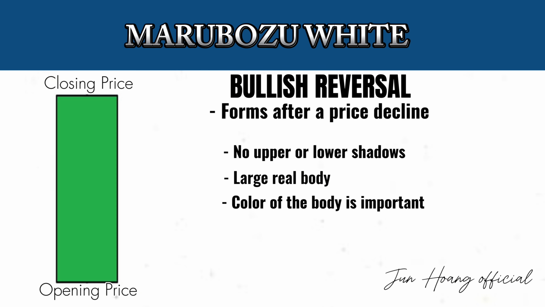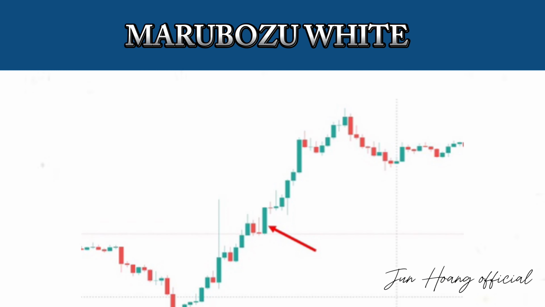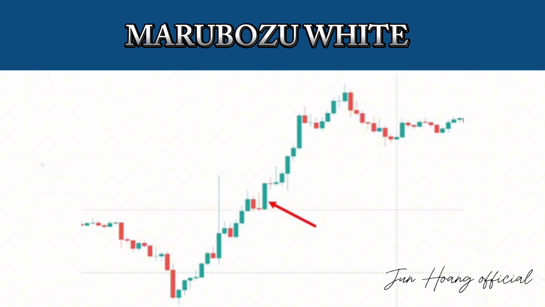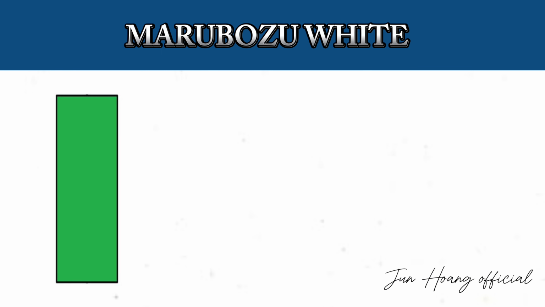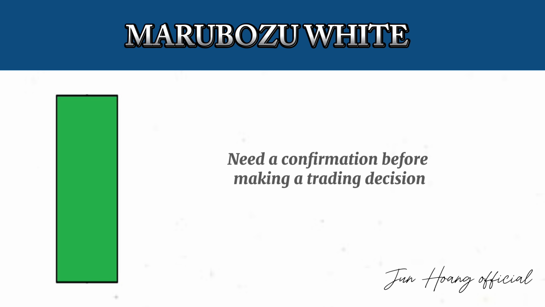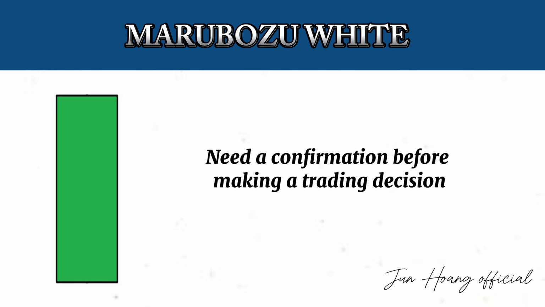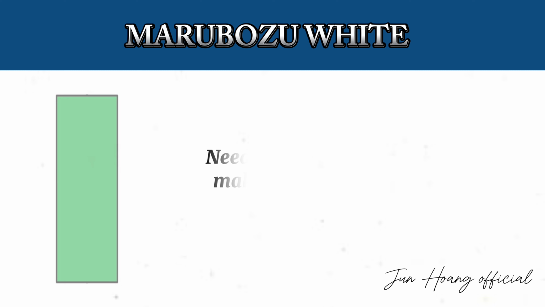Traders often interpret the appearance of a Marubozu white candlestick as a signal of continued bullish momentum, potentially signaling the continuation of an upward trend or the start of a new one. However, as with any candlestick pattern, it's essential to consider other factors and confirmatory signals before making trading decisions.